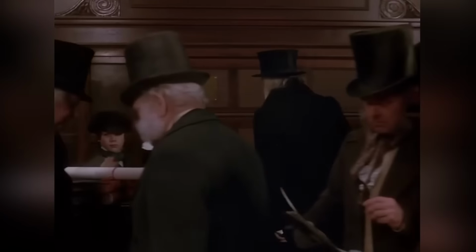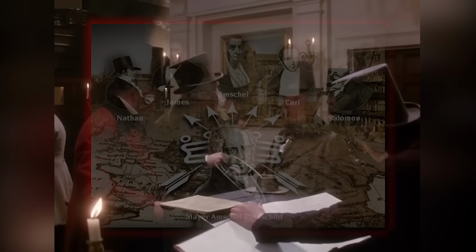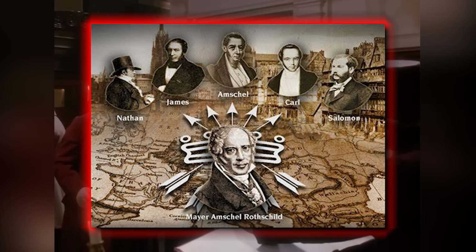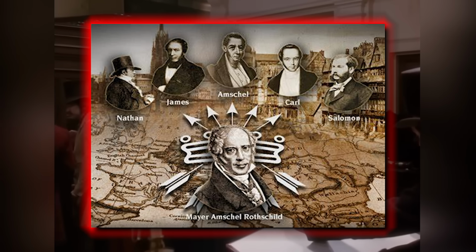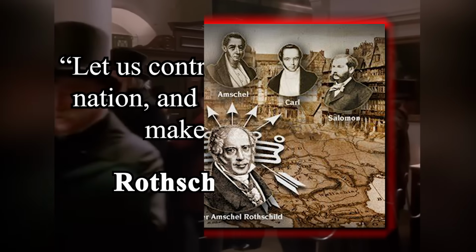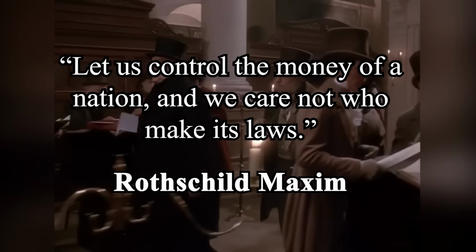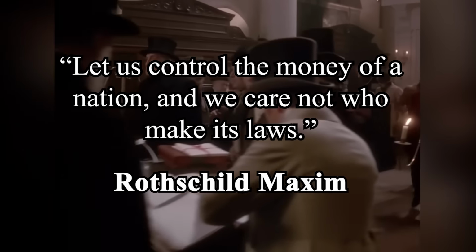In countries like Britain and France, bankers became even more powerful than monarchs. The Rothschild banking dynasty, one of the most influential banking families of the time, had the maxim, "Let us control the money of a nation, and we care not who makes its laws."